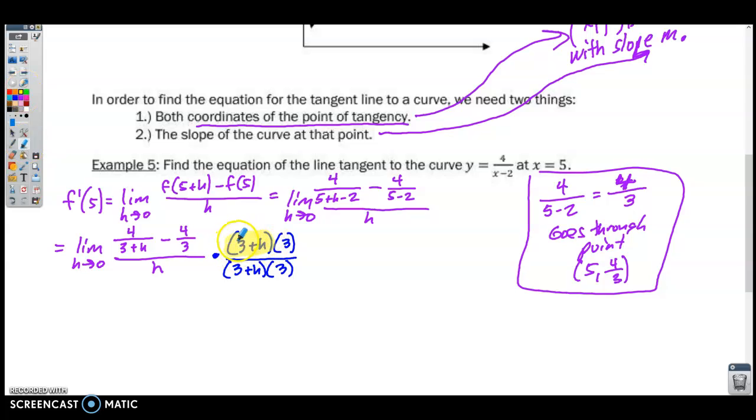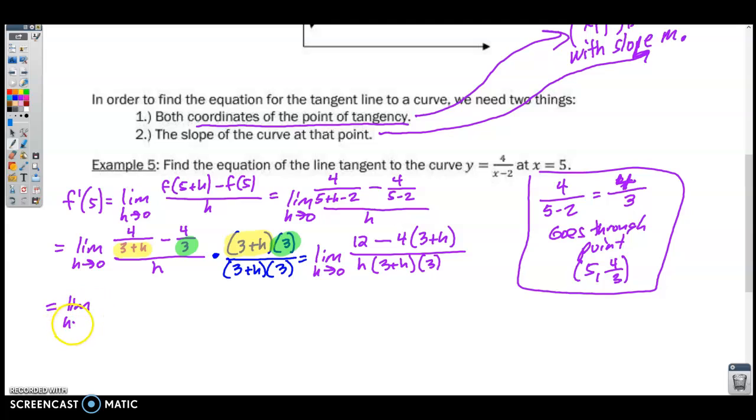When I multiply this by the first term, the 3 plus h cancels out, and so the first term of my numerator becomes 4 times 3, which is 12. And then when I multiply that through times the second fraction here, this time the 3 cancels out, and so this becomes 4 times the quantity 3 plus h. And my denominator is just going to be h times 3 plus h times 3. All right, now I'm going to go ahead and simplify.